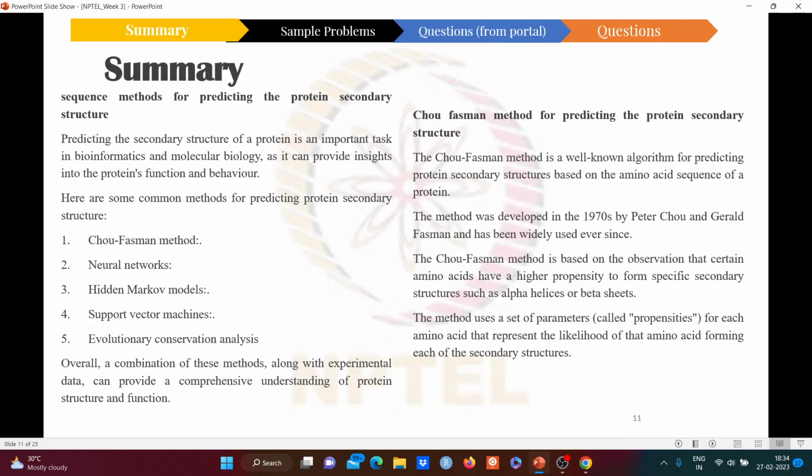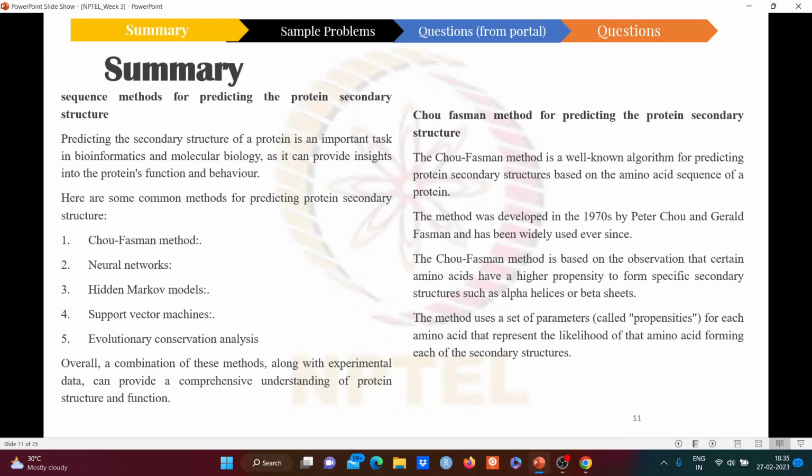The Chou-Fasman method is a well-known algorithm for predicting protein secondary structures, which uses the amino acid sequence of a protein to determine the probability of each residue being in an alpha helix. That means it uses the amino acid sequence and then determines the probability of each residue that is part of the sequence to be in an alpha helix, beta, or a random coil. This method was developed by Peter Chou and Gerald Fasman in 1970 and is based on observations of certain amino acids that tend to occur more frequently in secondary structures.